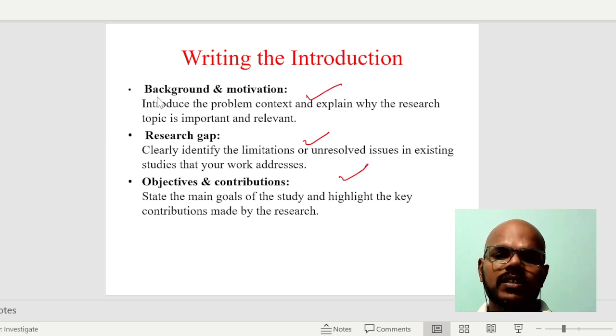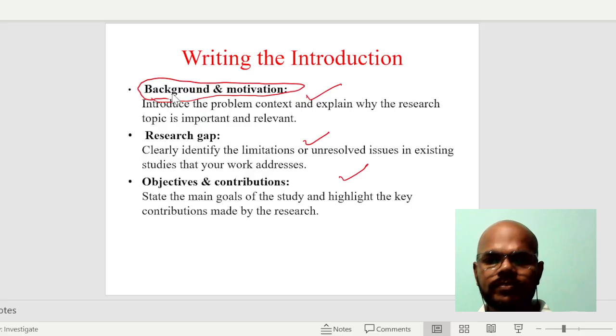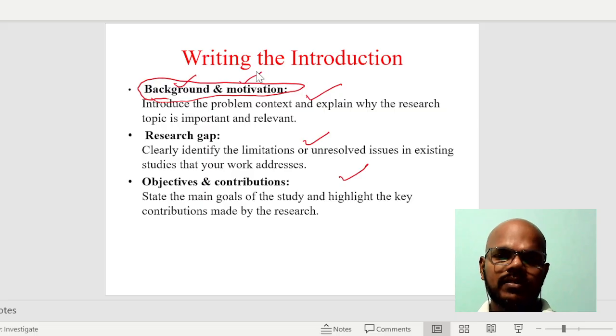In background and motivation, what you have to discuss is the background of the problem, right. For example, you are solving image classification. So what is the background of image classification, that you have to write in the introduction section, background and motivation section. What is the motivation? That means you are writing a particular research article. Why are you writing it? What is the basic motivation to write such a research article? That you have to write in the background and motivation section.